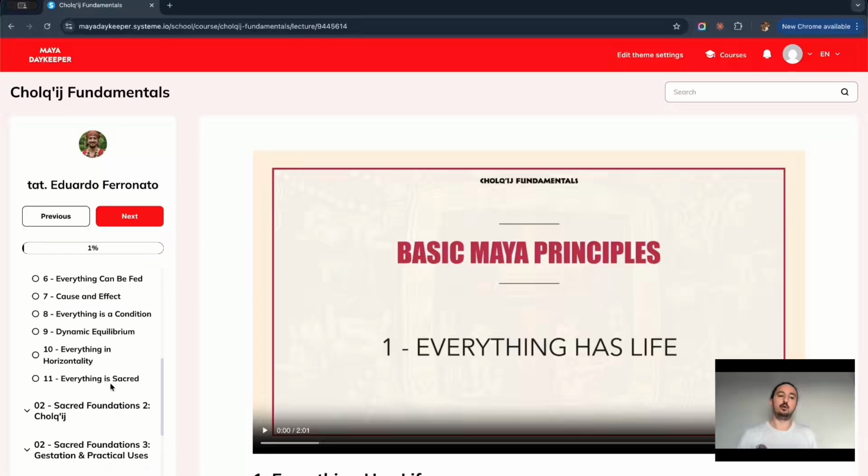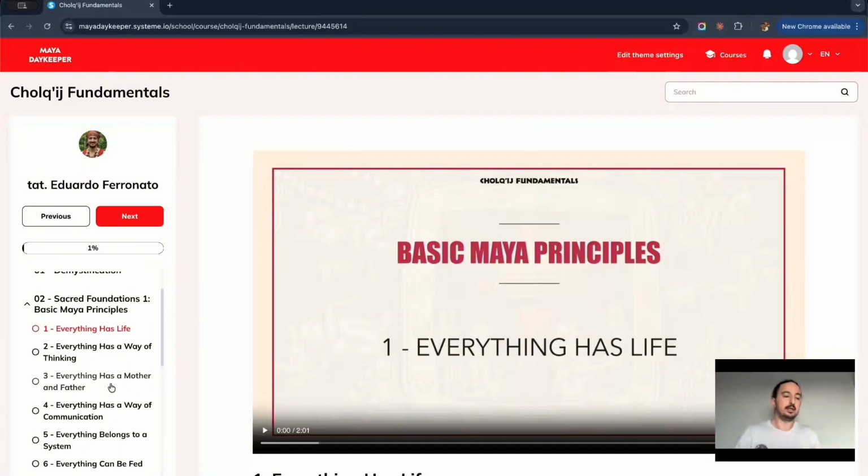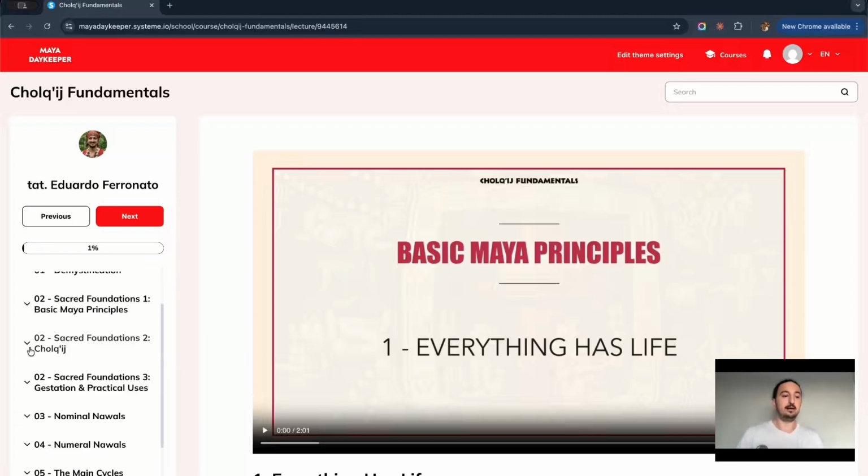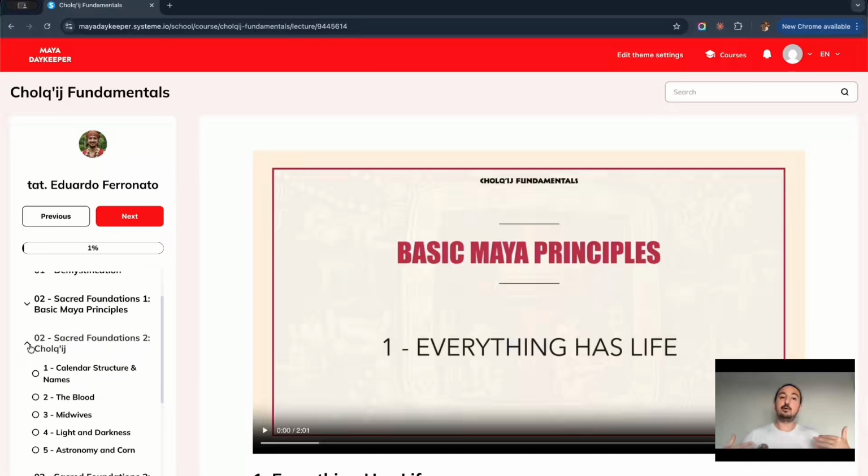So this for me is the goal, what I tell my students, that's the most important thing that they always need to go back to. So I break down one by one here the main ones. You can have the philosophical foundations of the Maya. The second part, I talk about the sacred foundations, the calendar structure. I talk about how the Cholqij was formed, the role of the blood, the role of the midwives, concepts like light and darkness, astronomy and the corn, and how everything shaped to form the calendar that the ancestors developed, and then the ones who inherited, that lived in close communities, still continue to develop.